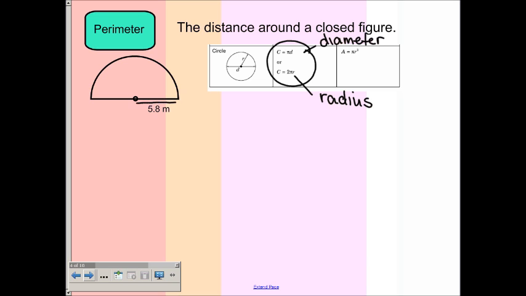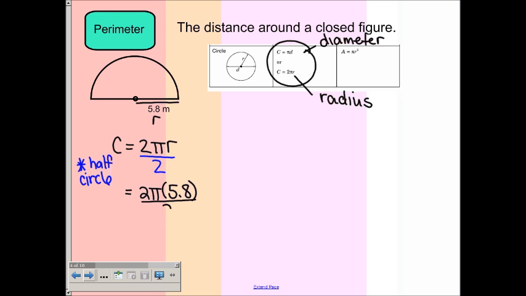Since the piece of information that we're given is the radius, it makes more sense to use the second equation than the first. So the circumference of a circle will be denoted as 2 pi times r. However, since we only have half of the circle, we're going to then be dividing that by 2. Okay, so that will give us the distance halfway around the circle. So once I put my values there, I get 2 pi times the radius, which is 5.8. And then again, I'm going to be dividing that by 2.